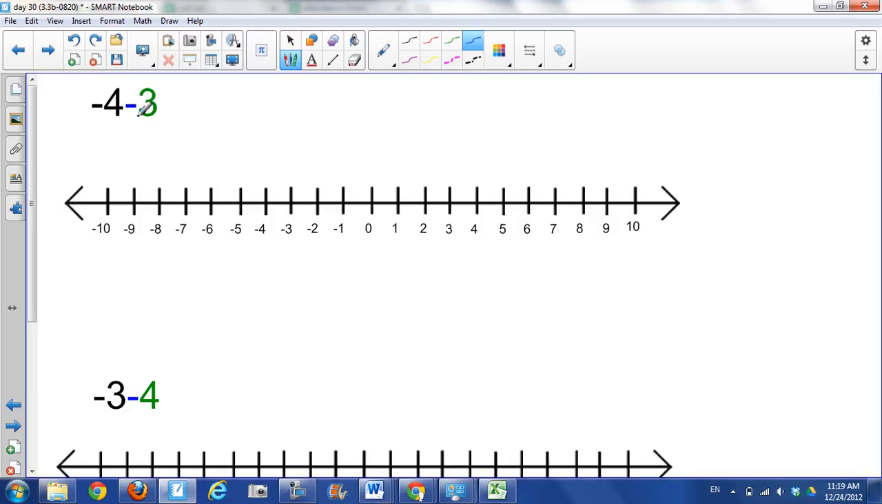Now, taking away a positive from a negative, well, nothing changes. Negative 4 is where we start. We're subtracting 3 from it, so that means move 3 to the left. 1, 2, 3. And we end up at negative 7.